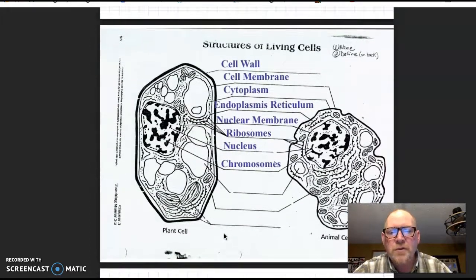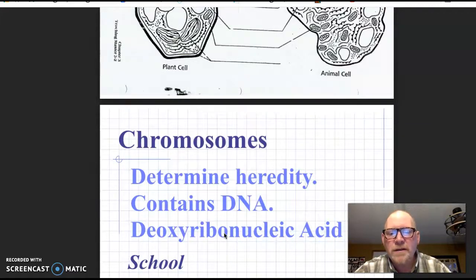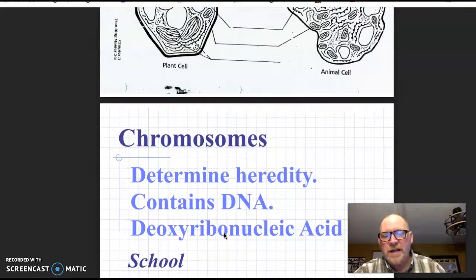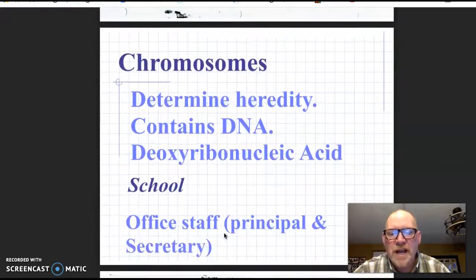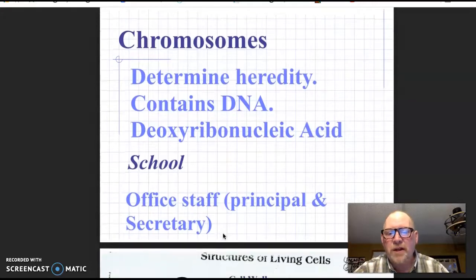Chromosomes. Chromosomes are the genetic material within the cell. They are your DNA. Every cell has a complete set of chromosomes in it that have all the information about you. And chromosomes determine your heredity. They contain the DNA, and DNA stands for deoxyribonucleic acid. So, in a school, that would be our office staff, the principal, and the secretary. Those two people really have a lot of influence on what goes on within the building.